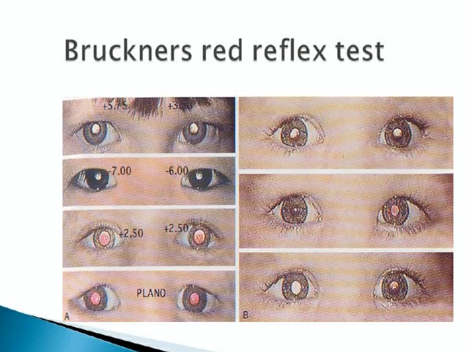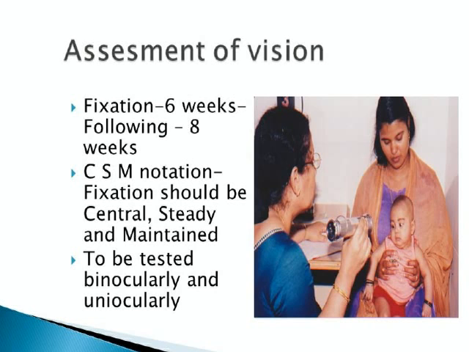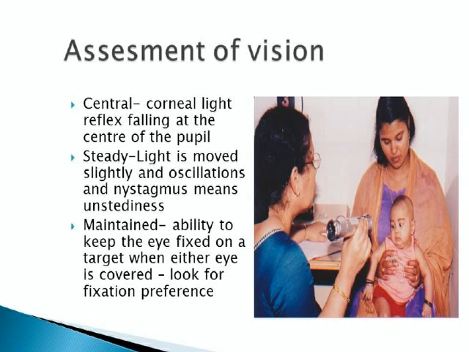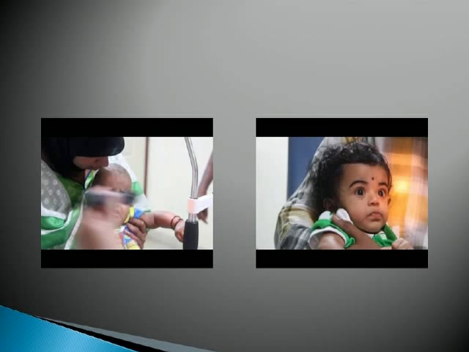And the assessment of vision is by fixing and following in very small babies, and after that, if the patient is fixing and following, the CSM, the central, steady, maintained notation, is to be noted. Central means the corneal light reflex will be only at the center of the pupil. Steady means if the light is moved slightly, if there is nystagmus, there is unsteadiness. Maintained is the ability to keep the eye fixed on a target.